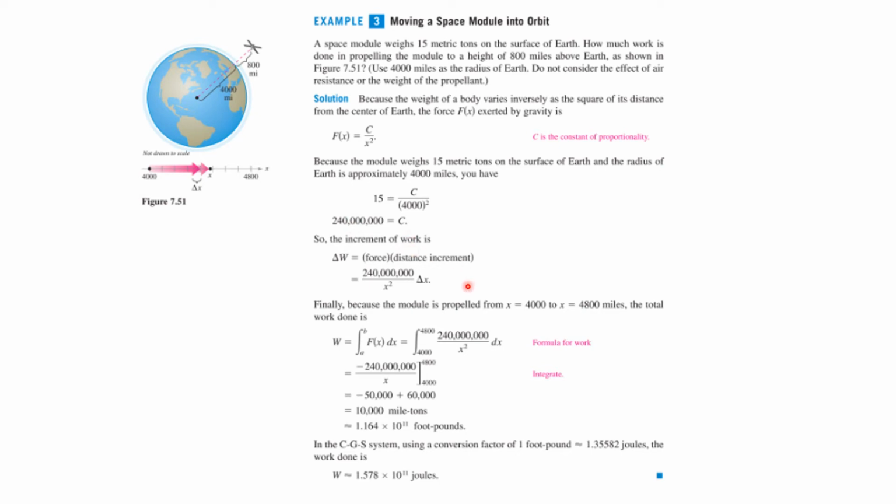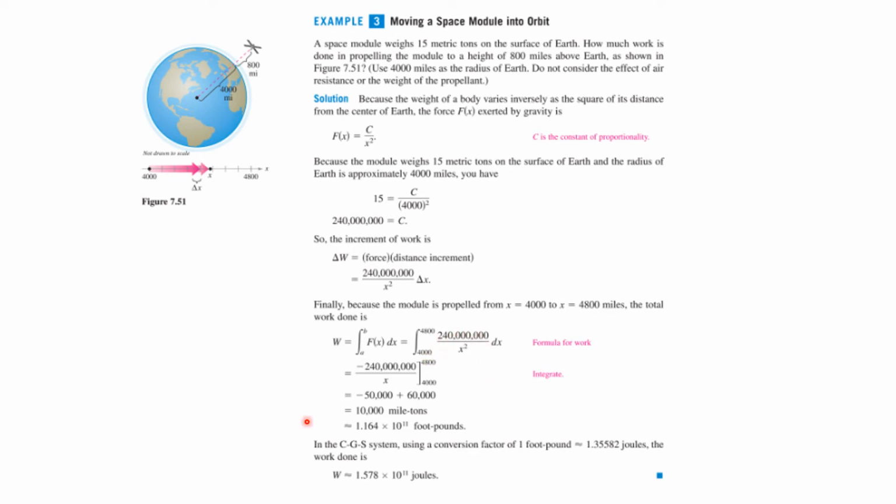So if we look at the little piece, when we look at just the delta work, it's the force times the distance increment, so it's going to be that big old constant over x squared, and that is delta x. So if we're going from 4,000, the surface of the Earth, to 4,800, we have this. So it's the integral from 4,000 to 4,800. There's my force function, that is dx.